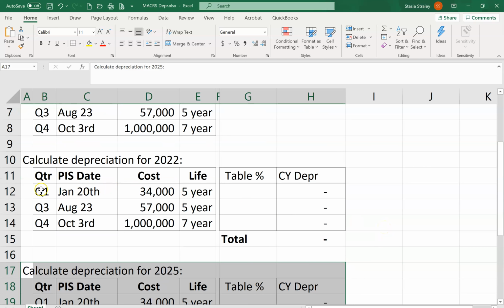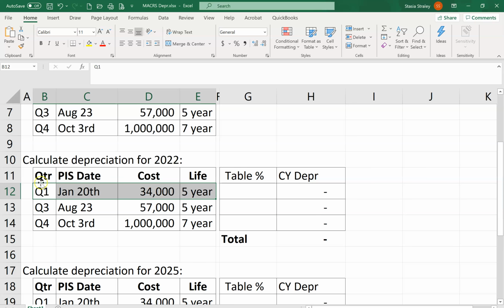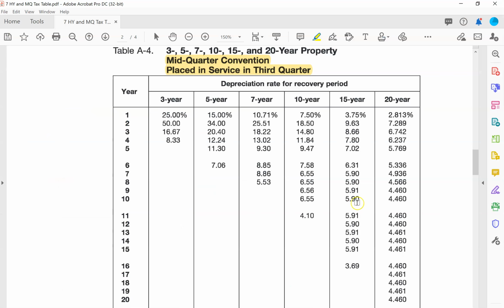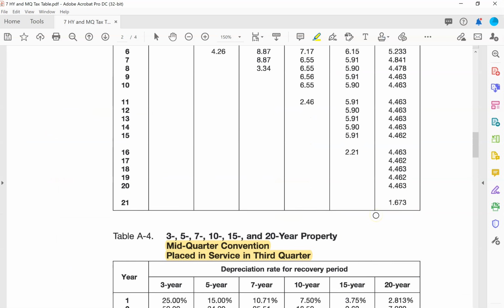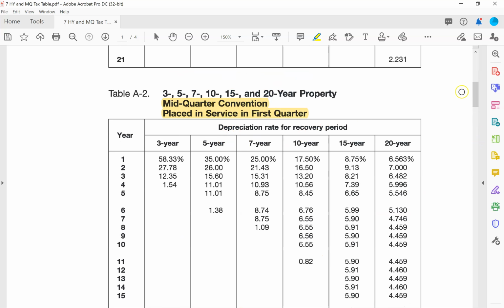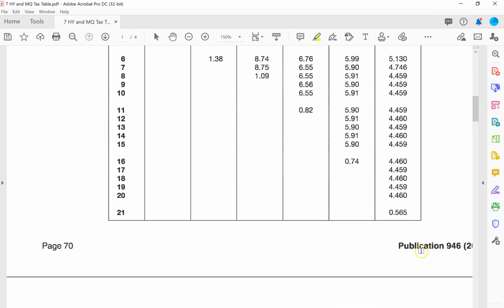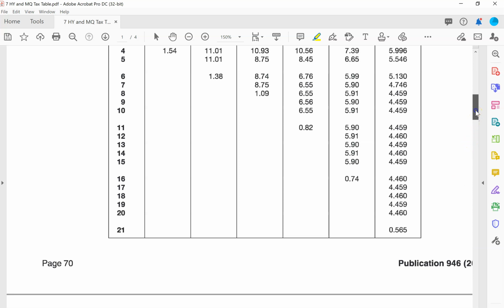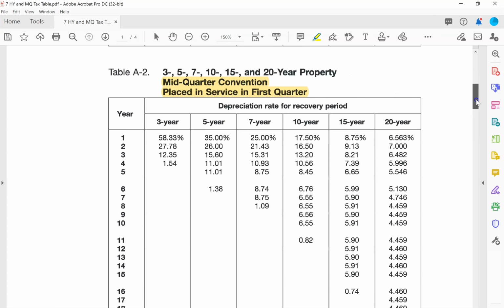So if we jump back to this first one, quarter one, we're going to focus on this quarter one asset. It was placed in service on January 20th. It has a cost of $34,000 and it's a 5-year life asset. So I'm going to jump over to the tables, and you can see that I have highlighted these table headers. The tables are included in Publication 946. They have been the same for many years, but you just check every year if there have been any changes to the depreciation tables. They don't change very often.